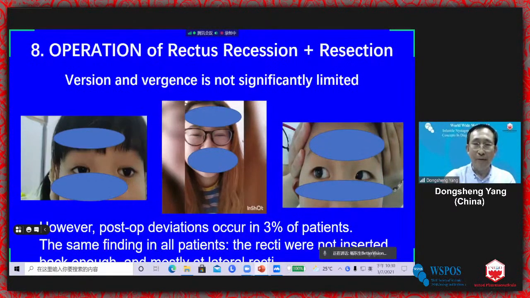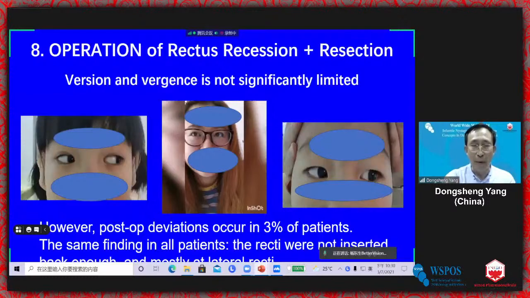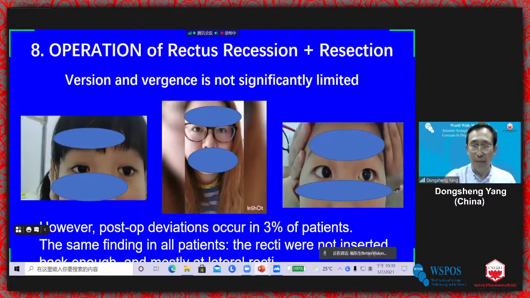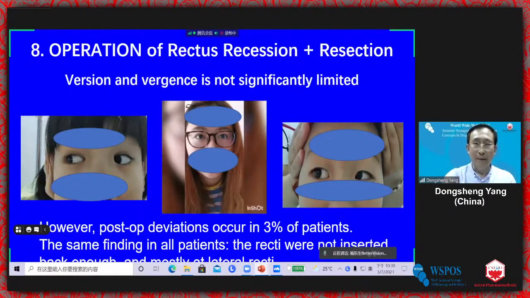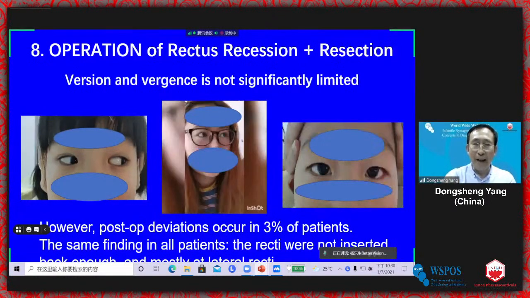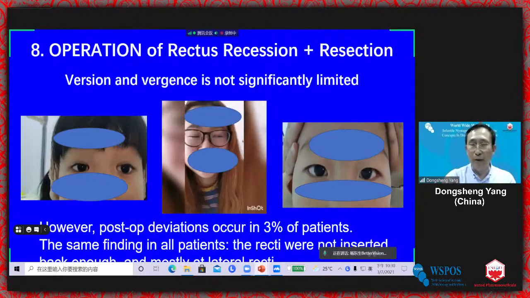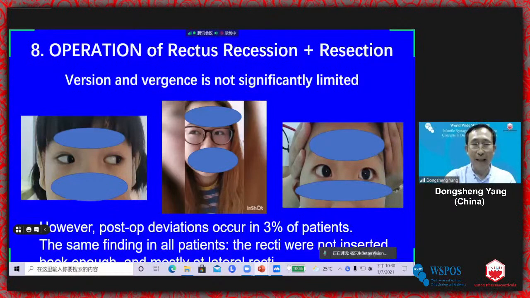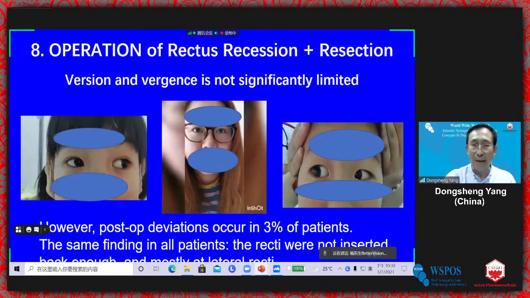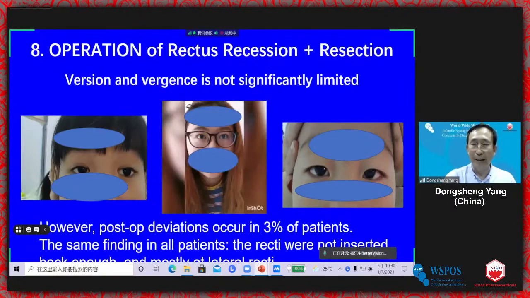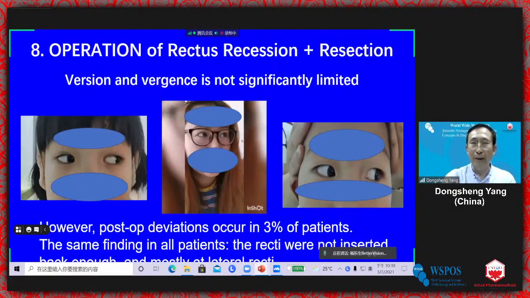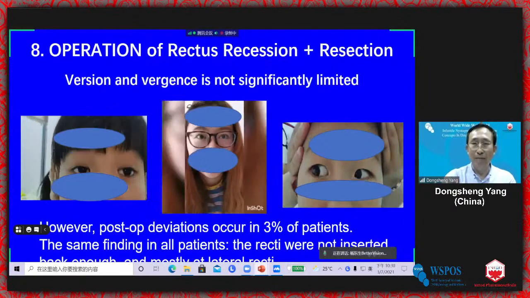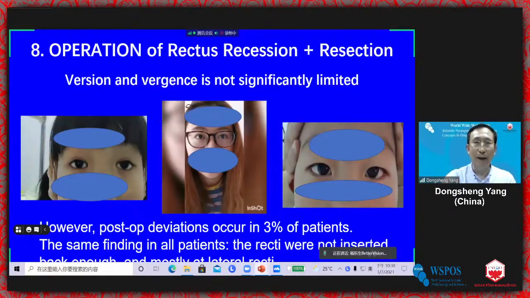However, we do have some complications. That is a post-operative deviation. It occurs in 3% of the patients. But the finding in all patients is the same: it's always because the recti were not inserted back enough, and it always happened at the lateral recti. And even after we did a resection, that's still happening from time to time.